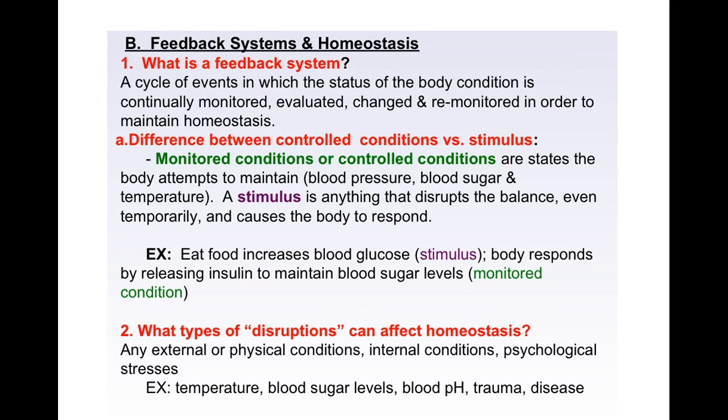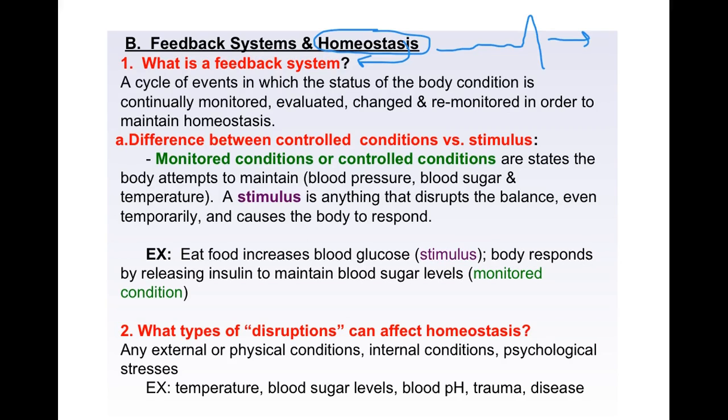Feedback systems and homeostasis. Okay, we already went over homeostasis. That's where the body tries to remain in balance or to remain stable or unchanged. It likes to keep things at a pretty constant level. It doesn't like body temperature to get too high or too low. It likes things to stay pretty constant. Homeostasis basically works on what's called feedback systems.